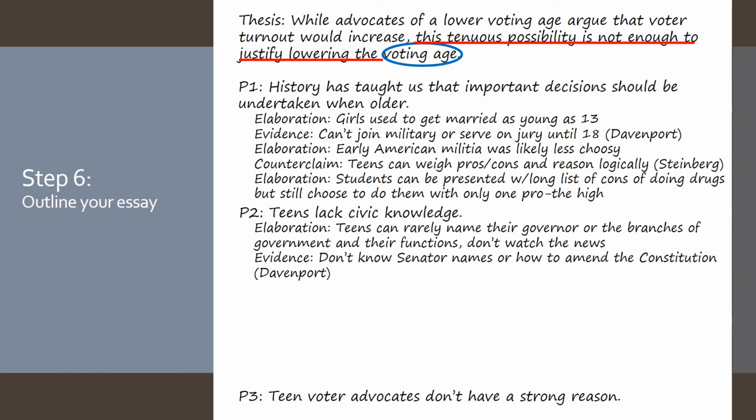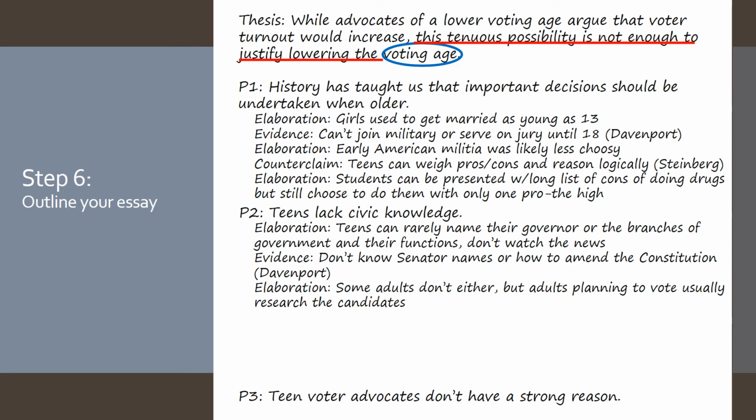Then I could say some adults don't either. This is my elaboration. But adults planning to vote usually research the candidates. So I'll admit here, and I might even start that sentence off when I go to write my paragraph. I might say, admittedly, some adults don't know this information either. However, adults who plan to vote will usually research the candidates and do their due diligence. And we can't say the same about teenagers. They might just go and vote, without researching.